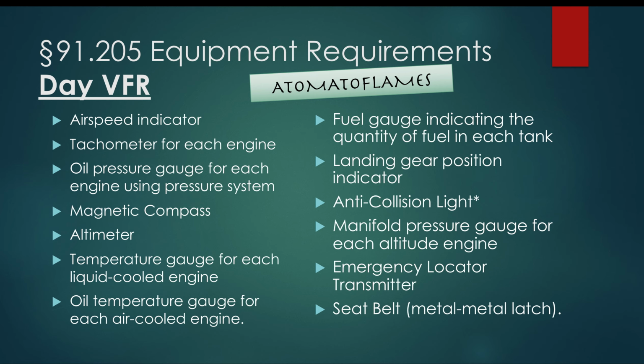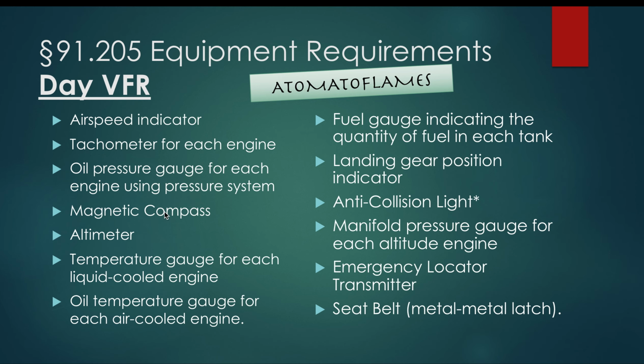Okay, so I'm going to run through it briefly. You have to have an airspeed indicator, and it has to work. If it's an unreliable airspeed indicator, it doesn't work. You cannot fly it. Same with a tachometer for each engine. I know you can hear it or you can guess what the RPM is, but it has to be working according to this regulation. Oil pressure gauge for each engine, if it has an oil pressure system. If it doesn't have a pump, it won't have a gauge. You don't have to have it there.